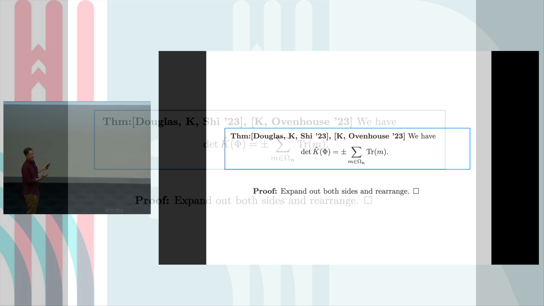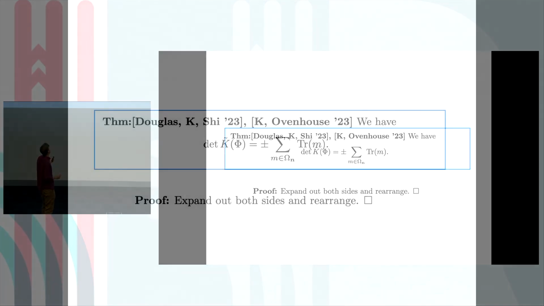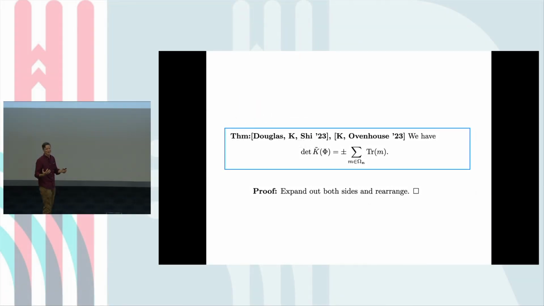So here's our theorem, and here's the proof, right? We now know what the left-hand side is. It's a determinant of this matrix constructed from the connection. We know what the right-hand side, the trace, is: this linear algebraic thing. We're summing over connections, and the proof is expand on both sides, rearrange. Okay. It still takes 5 or so pages in our papers, right? The hardest part is getting the signs right, but that's the way representation theory is. The signs are the hardest part of any combinatorial calculation.